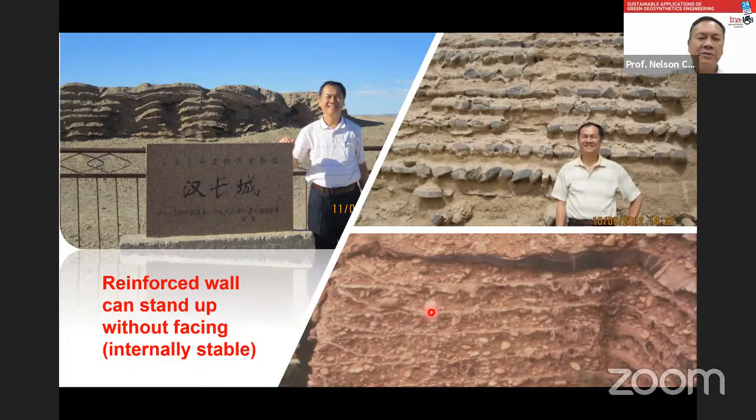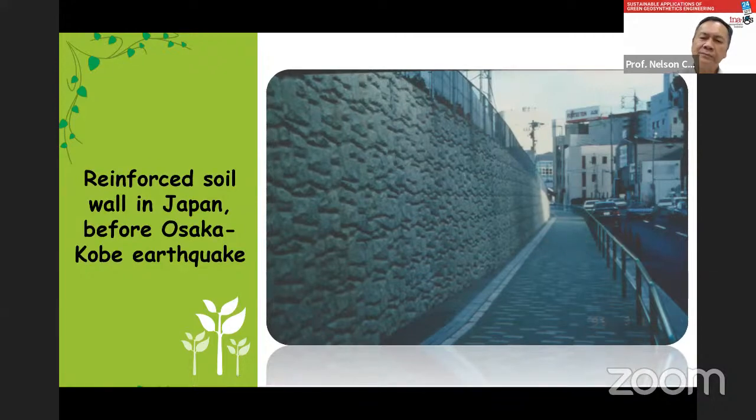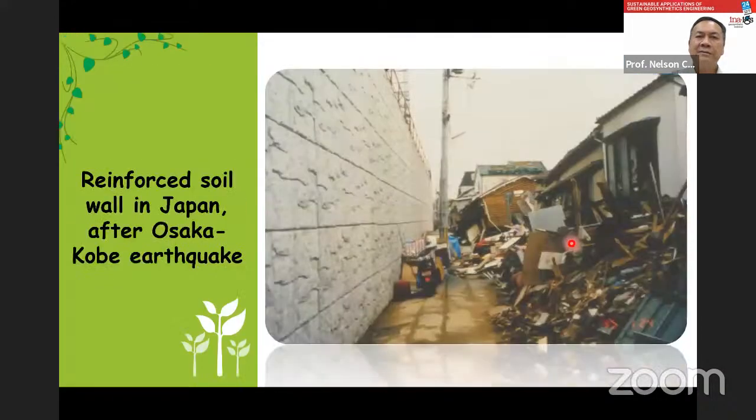Also, this picture shows a reinforced soil wall in Japan before the Osaka-Kobe earthquake. Inside it is geogrid reinforcement, but on the surface in Japan they put concrete facing, which we call the RRR method. It looks like a concrete wall, but in reality it is a geosynthetic reinforced wall. Okay, this picture was taken before the earthquake, and this picture was taken after the earthquake.